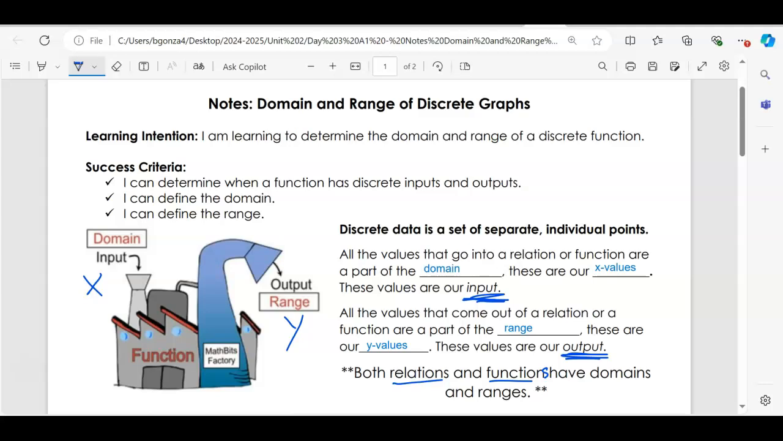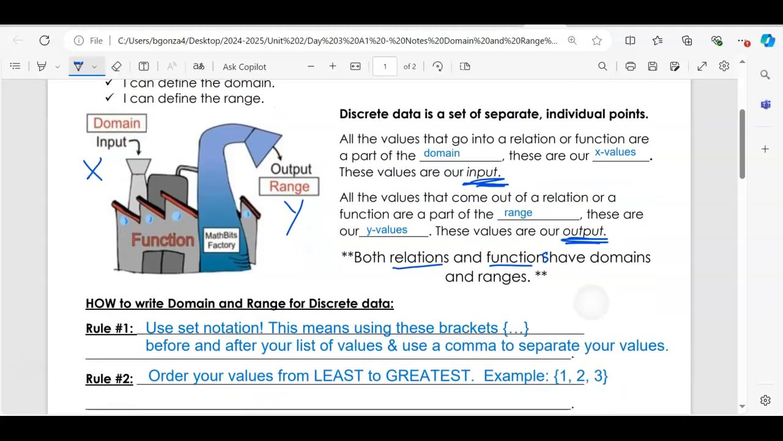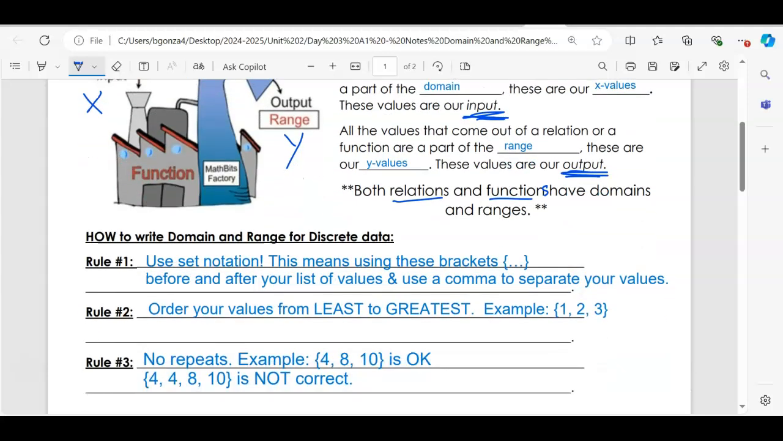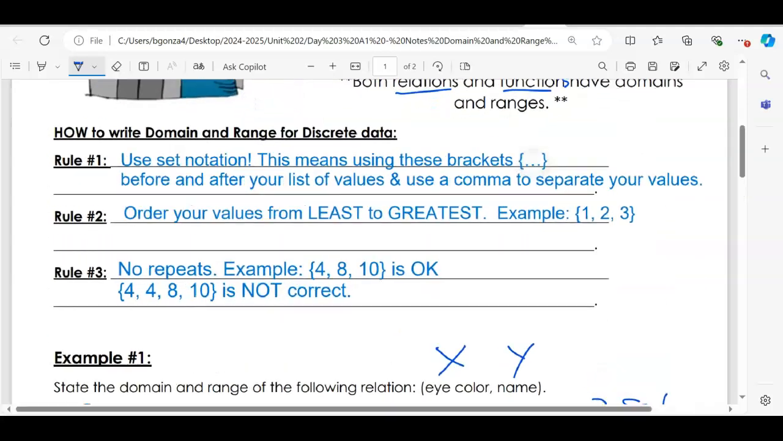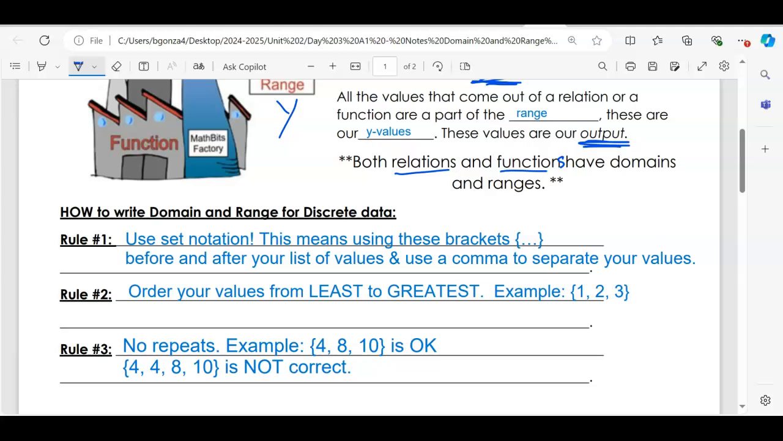And notice this last little piece here. Both relations and functions, there's a little S supposed to be there, have domains and ranges, okay? So sometimes you'll see some points and it's not a function, but you can still find the domain and range, okay? That's the basics of that. Now, there are 3 rules to writing domain and range. I'm going to give it to you all at once. Step 1, you got to use brackets. Step 2, you got to do it from least to greatest. And step 3, you cannot repeat any of the numbers, okay?